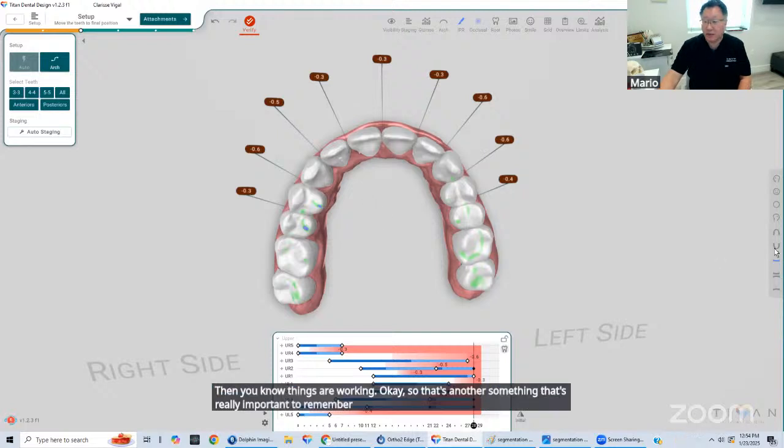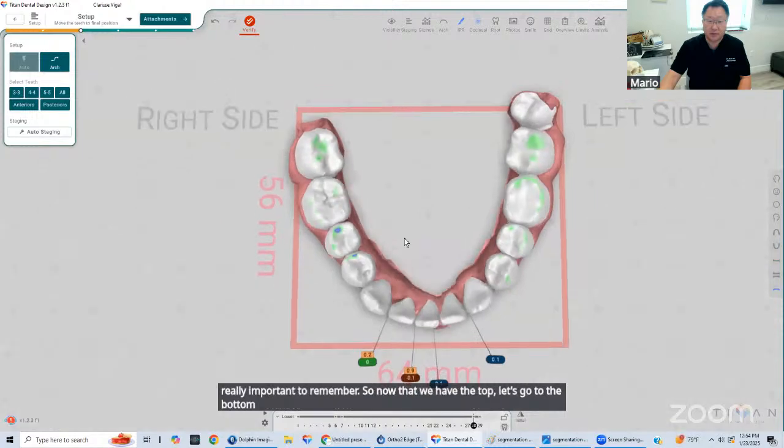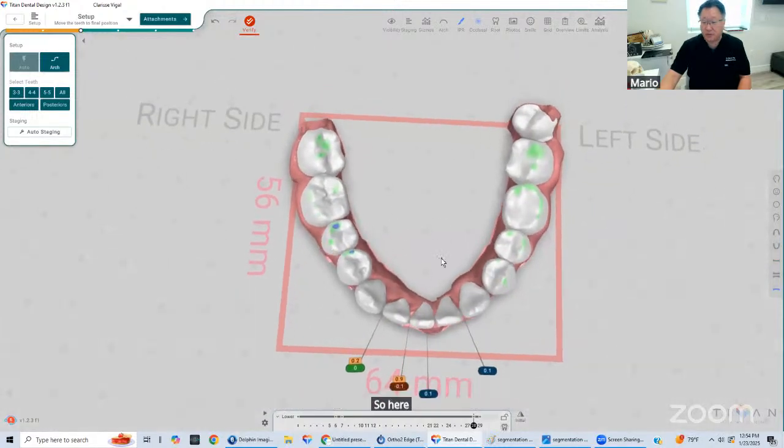So now that we have the top, let's go to the bottom, right? Here's the tricky one, okay? So here's the bottom. I promise you guys it won't take too much longer.